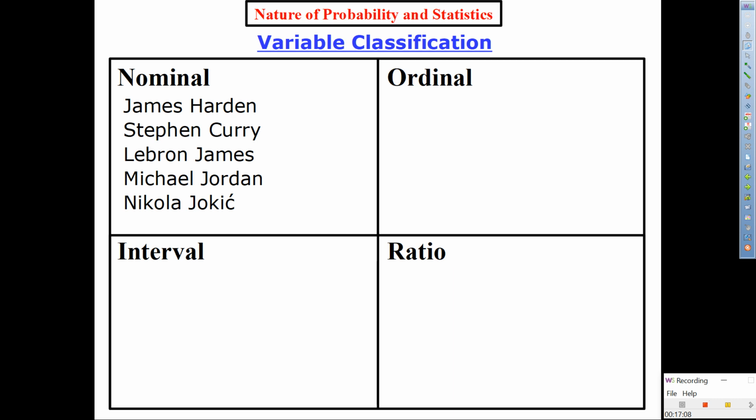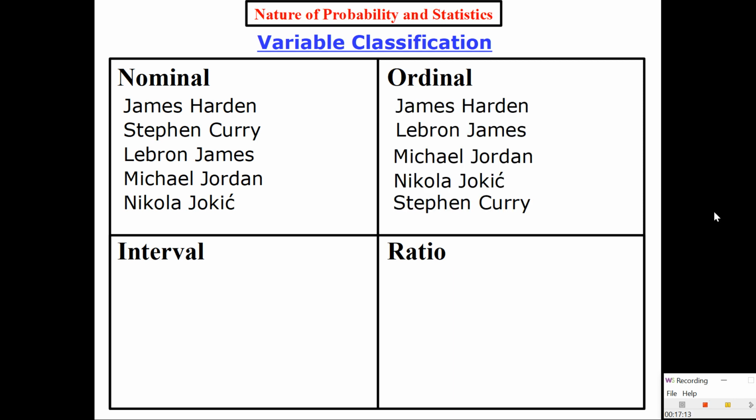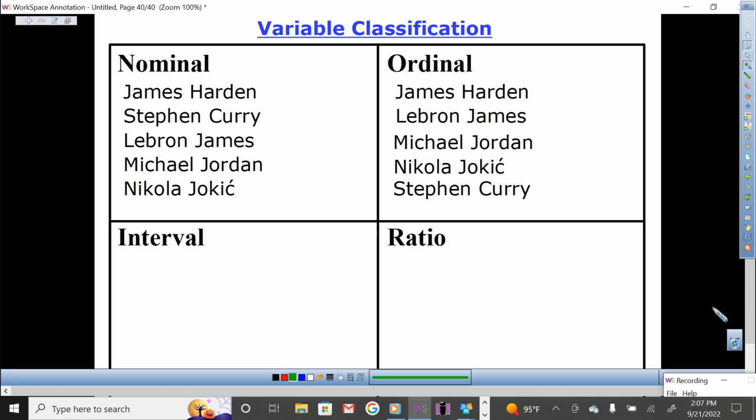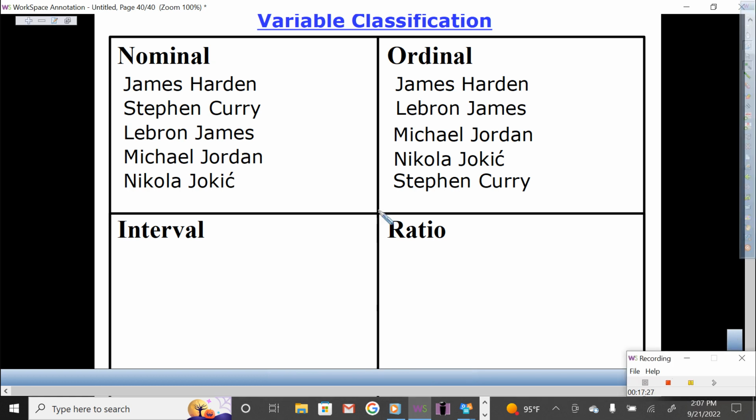Let's go to ordinal. Look up. Look at them. Talk it over with your neighbor. Let them know what kind of classification that is. What kind of classification? Oh my goodness.